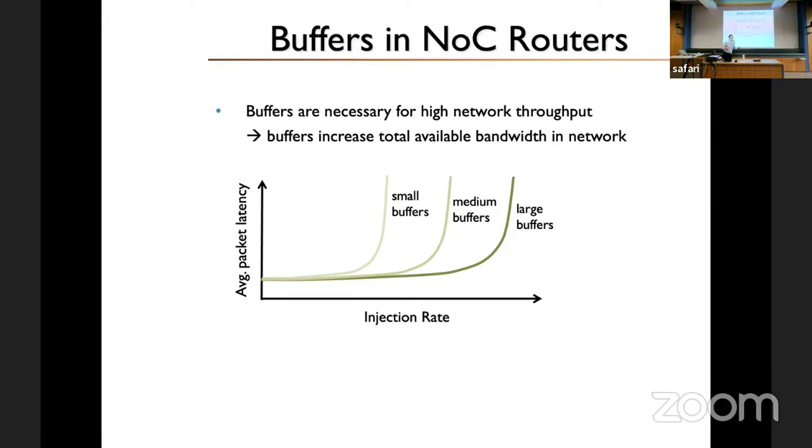If you keep injecting into the network and you don't have enough buffers, what will happen? Basically, you'll saturate, right? You will not be able to inject into the network. But if you have a lot of buffers, you could keep injecting into the network. It's basically the router's problem to handle how to schedule things out of that buffer in the end. So that's the fundamental thing with buffers.